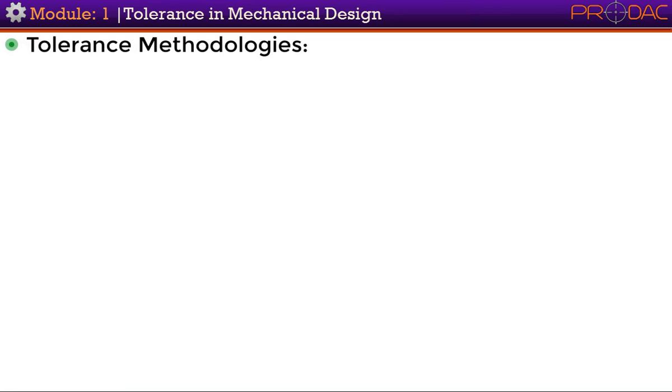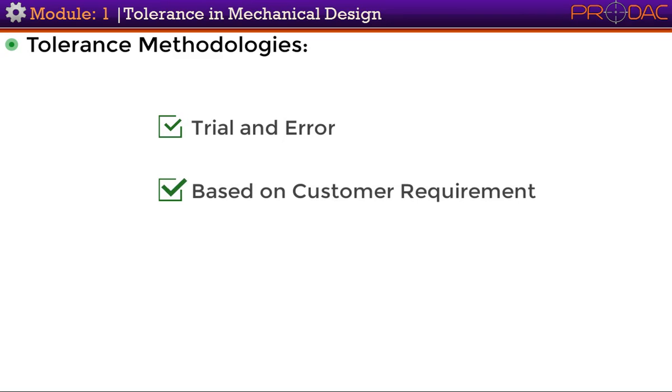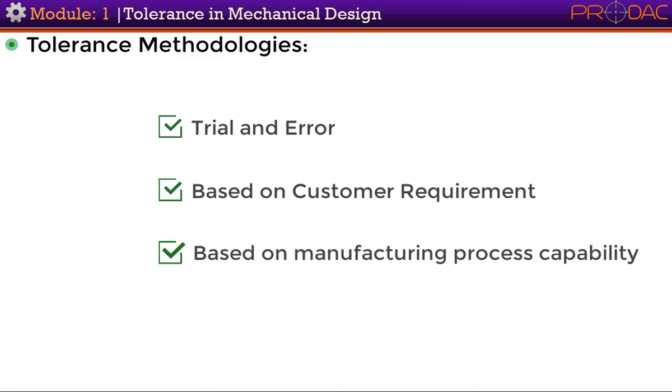The next topic in this module is tolerance methodologies. We'll be focusing on four primary methodologies of tolerancing, which are trial and error tolerancing, based on customer requirement, based on manufacturing process capability, and effective tolerancing.